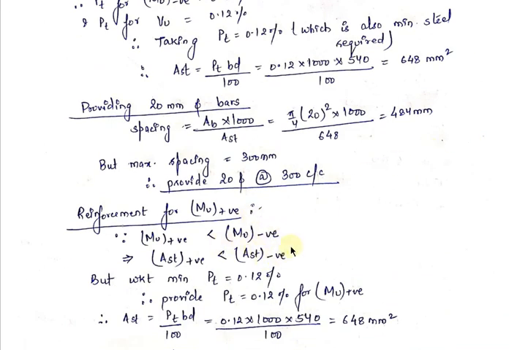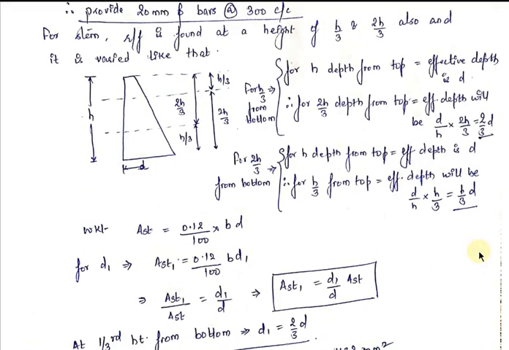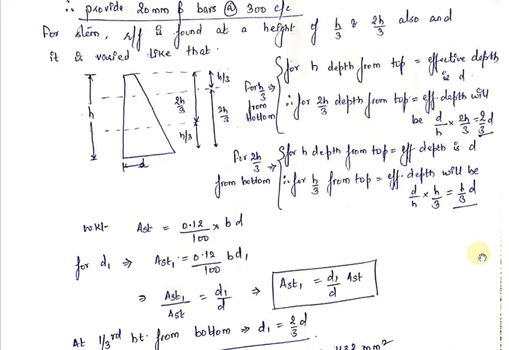But for negative bending moment, we have provided minimum reinforcement. So we cannot go below 0.12 percentage. Therefore, we will keep it as 0.12 percentage only for Mu positive also. So take PT equal to 0.12 percentage. Now put the value in this formula, and you will get the value of AST as 648 mm². See, now the value 648 which we got for the positive bending moment.